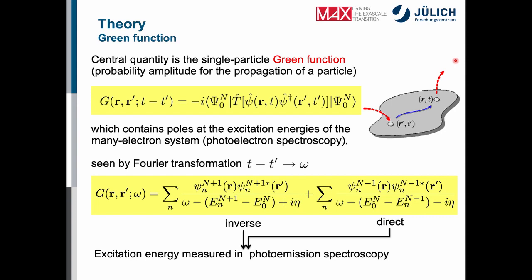The reason why we are interested in the Green function becomes clear when we Fourier transform it. We go from the time domain to the frequency domain. The resulting frequency-dependent function contains in the denominators just those eigenvalues E that we have seen on the previous slide in the many-body Schrödinger equation. The excitation energies in the round brackets are what one measures in photoemission spectroscopy, where we either emit an electron, direct photoemission, or we inject an electron, inverse photoemission. This is why quantities of an N-1 particle system appear for direct photoemission and quantities of an N+1 particle system appear for inverse photoemission.